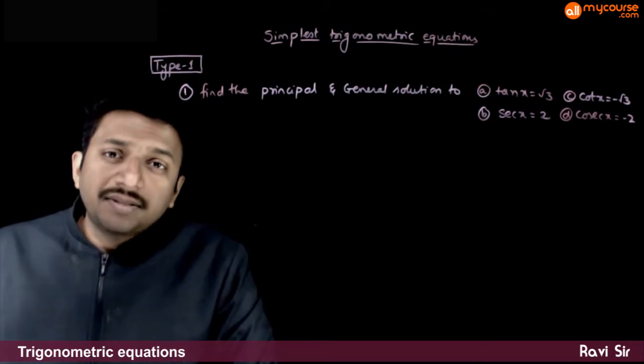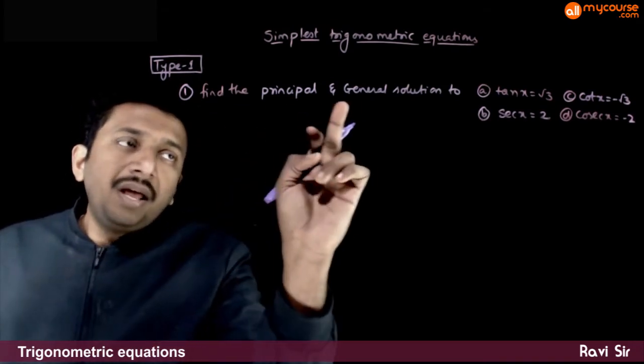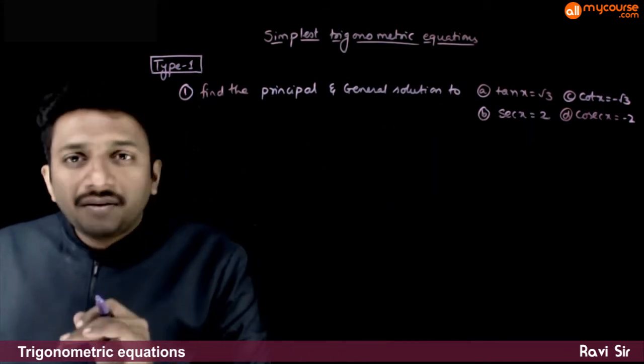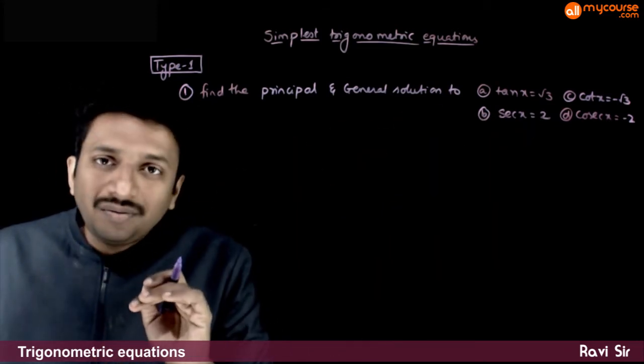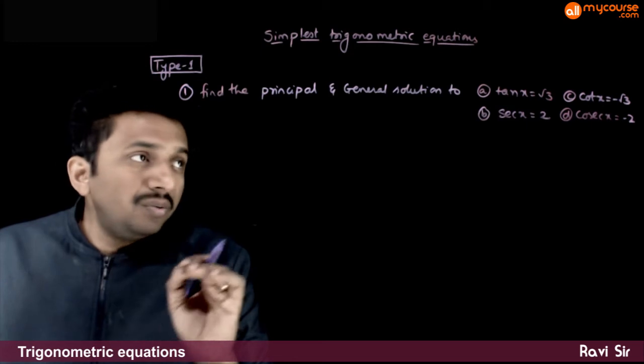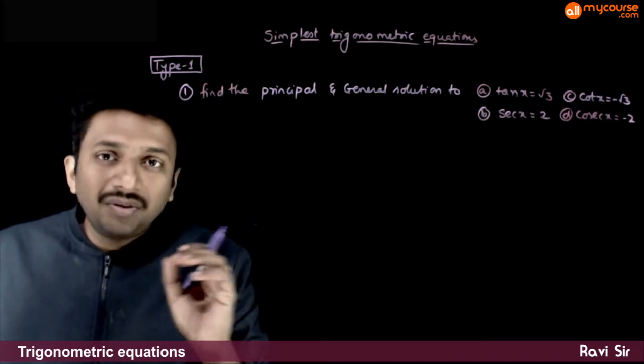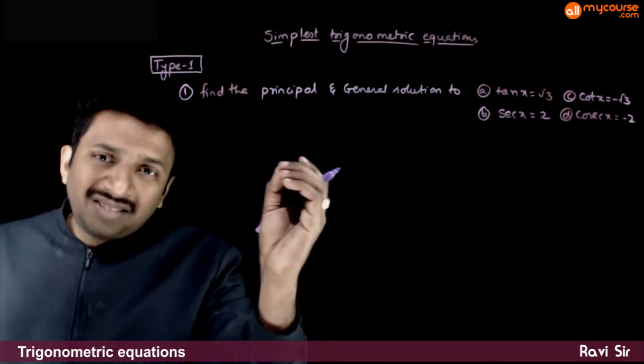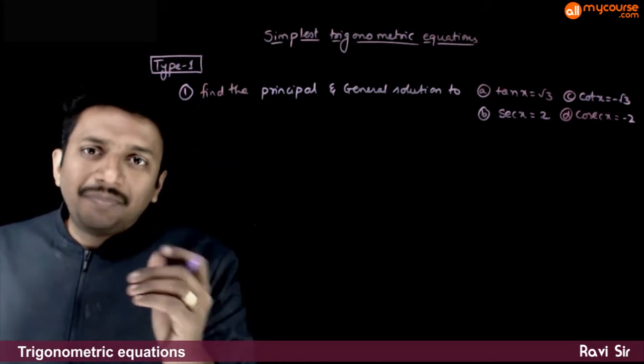Let us look at this question. Find the principal and general solutions to these 4 equations. First equation is tan x is equal to root 3, secant x is equal to 2, cot x is equal to minus root 3, cosecant x is equal to minus 2. So we have already seen how to do these questions. Let us apply this process.